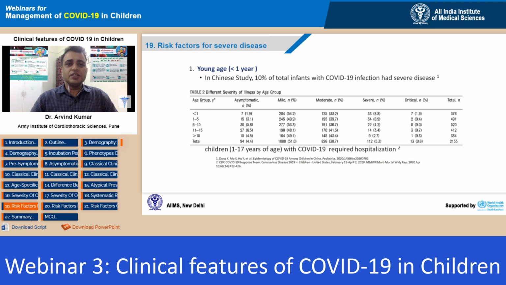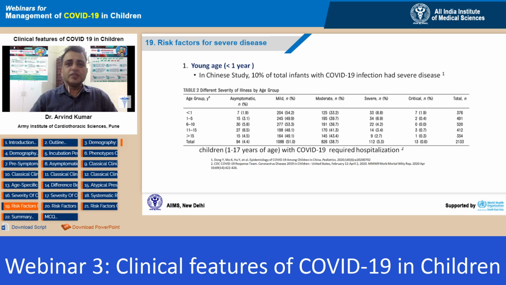If we look at risk factors for severe disease, one is younger age group, particularly infancy. In this table, the proportion of severe and critical infection cases was high in infants, and asymptomatic cases were less, around 1.9%. Even the rate of hospitalization was high for infants compared to older children in the USA, 15 to 62% versus 4 to 14% in older children.